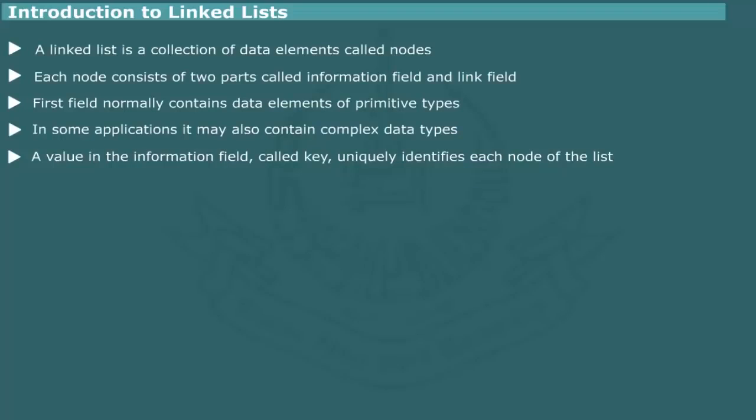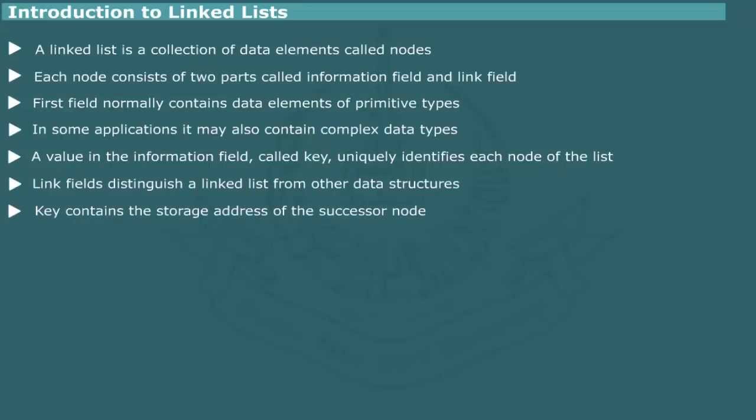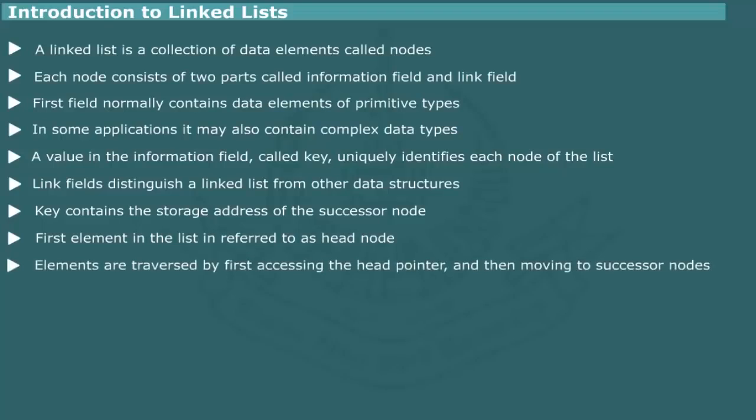The link field distinguishes a linked list from other data structures such as an array. The link part in a node contains a pointer to the next data element in the list. Actually, it contains the storage address of the successor node. The first data element in the list is referred to as front node or head node. A special pointer called head identifies the front node. The elements of the list are normally traversed by first accessing the head pointer and then moving across the list.